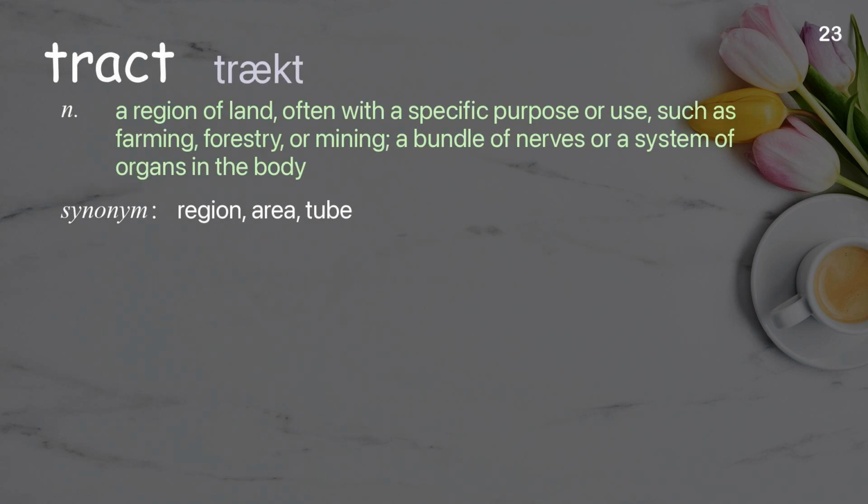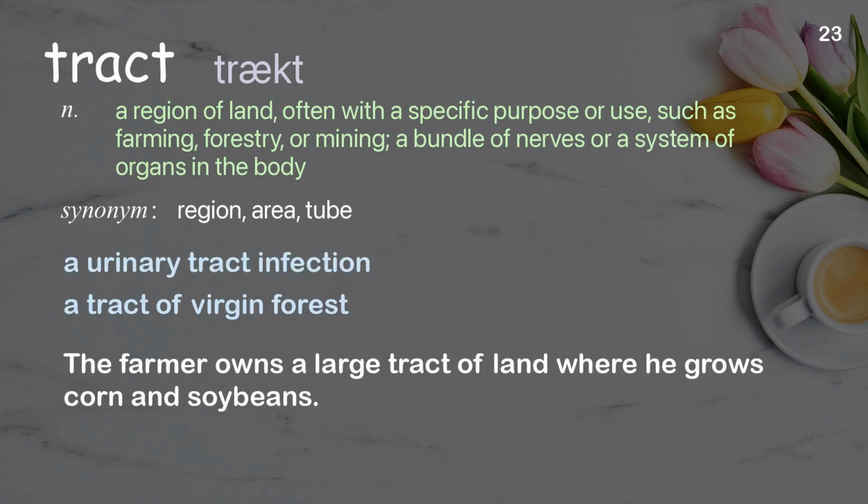Tract. A region of land, often with a specific purpose or use, such as farming, forestry, or mining; a bundle of nerves or a system of organs in the body. Examples: A urinary tract infection. A tract of virgin forest. The farmer owns a large tract of land where he grows corn and soybeans.